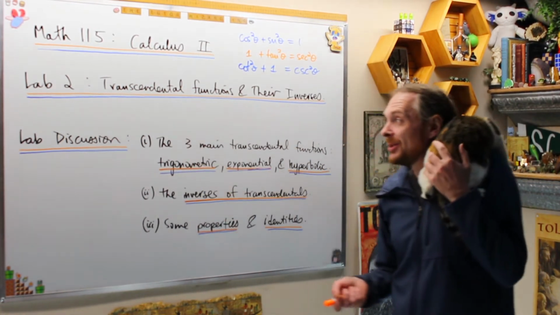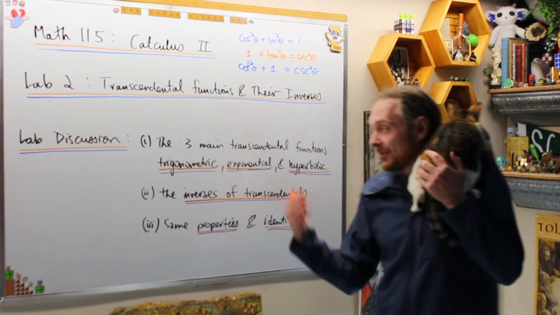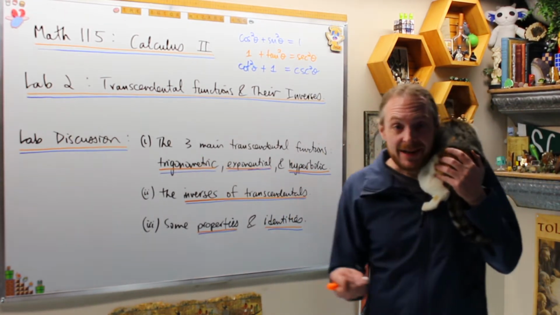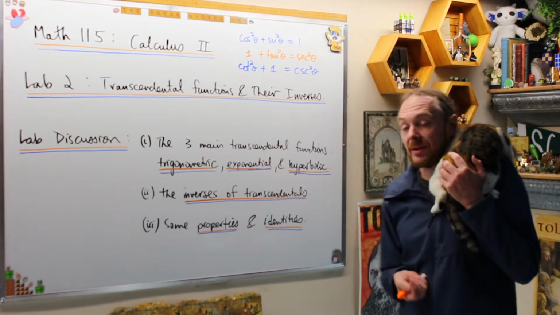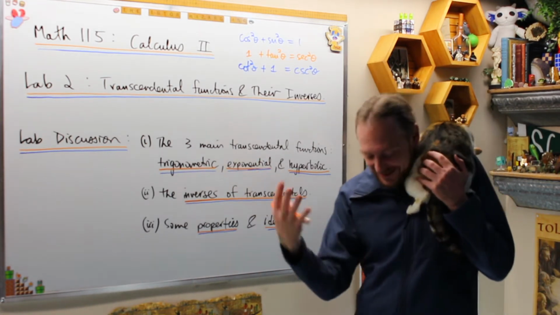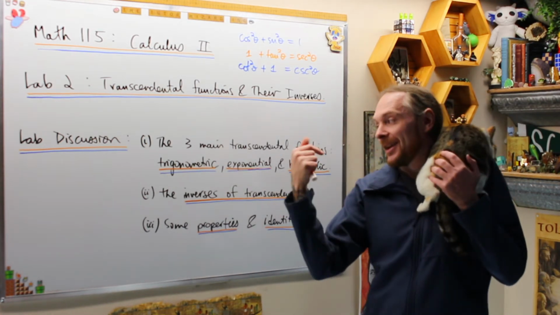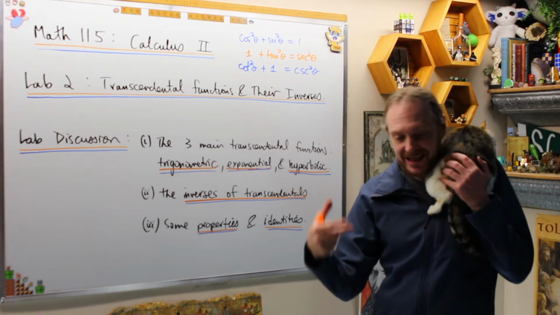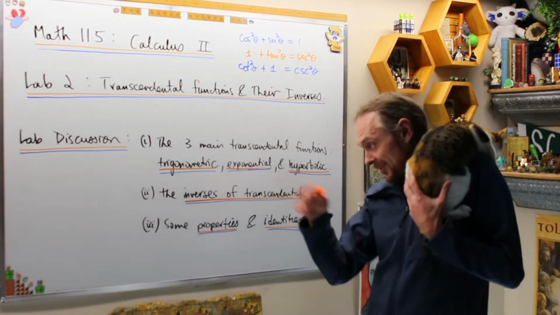We're doing Lab 2, which is Transcendental functions and their inverses. Today's lab discussion is going to be essentially the three main types of transcendental functions: the trigonometric functions, the exponential functions, and the hyperbolic functions. In this lab, I'm going to just focus on sine, cosine, and tangent, not the secant, cosecant, and cotangent, but we'll do those in another video or some other time.